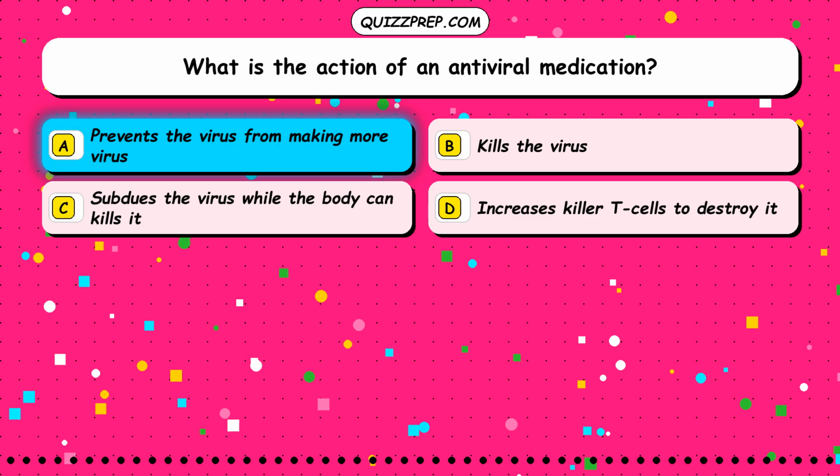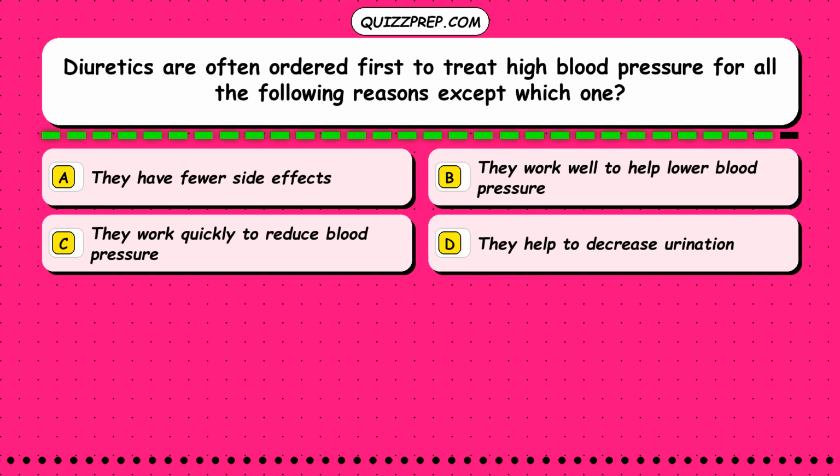The correct answer is option A, prevents the virus from making more virus. Question 368. Diuretics are often ordered first to treat high blood pressure for all the following reasons except which one? Option A, they have fewer side effects. Option B, they work well to help lower blood pressure. Option C, they work quickly to reduce blood pressure.